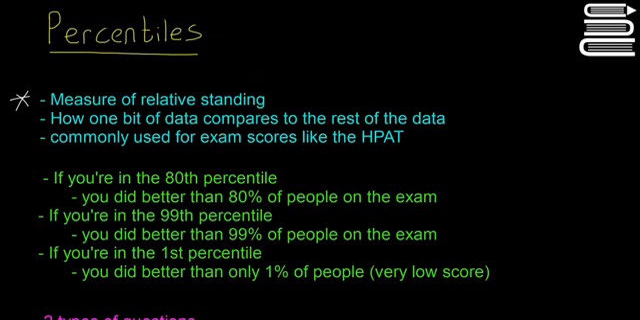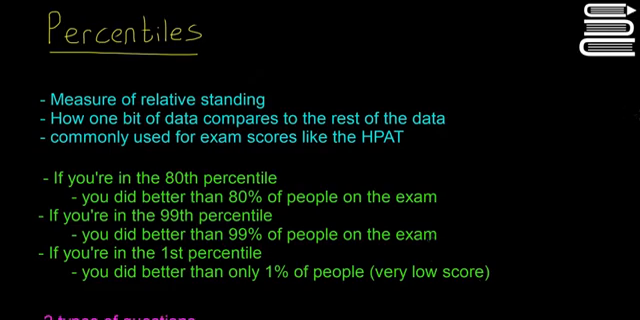If you're in the 80th percentile, then that means you did better than 80% of people on the exam. That's if we're talking about an exam score. We're just going to keep talking about that because it's the easiest example. If you're in the 99th percentile, you did better than 99% of people on the exam. So it's pretty much the best mark you can get. I'm not sure if they have a 100th percentile. I think it just goes up to 99th. And if you're in the first percentile, then you only did better than 1% of the people, and it's pretty much the lowest score you can get. I'm not sure they have a 0th percentile again.